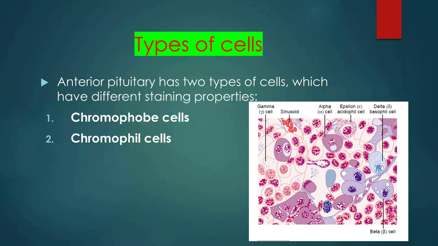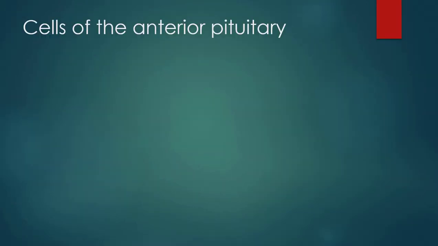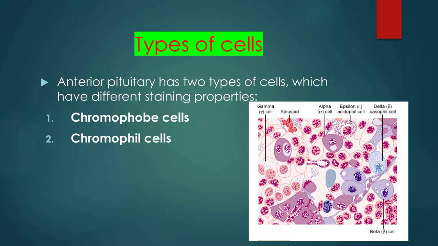Types of cells. The anterior pituitary has two types of cells which have different staining properties: chromophobe cells or acidophilic cells, and chromophil cells or basophilic cells. These take basophilic stain and these take acidophilic stain, so they are called acidophilic and basophilic cells, or chromophobe cells and chromophil cells.